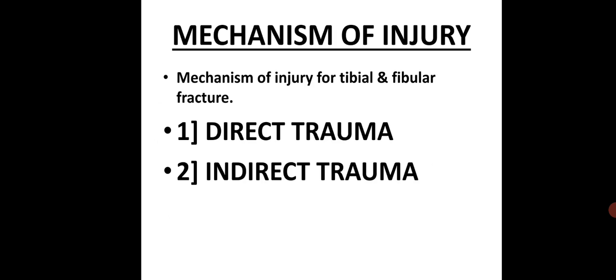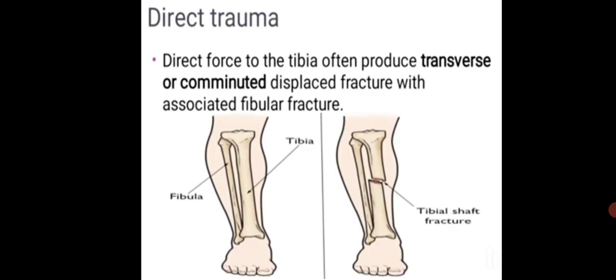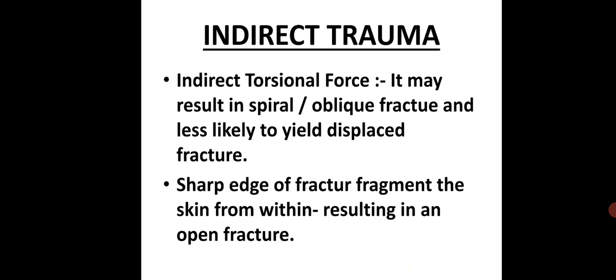Then the mechanisms are of two types: direct and indirect. Direct trauma can be due to road traffic accidents, and there can be laceration of the skin, which can lead to an open fracture. Direct trauma can cause transverse or comminuted fractures. Indirect trauma is an indirect torsional force. It can cause a spiral or oblique fracture and is less likely to yield a displaced fracture.